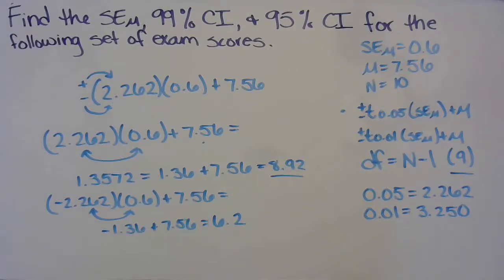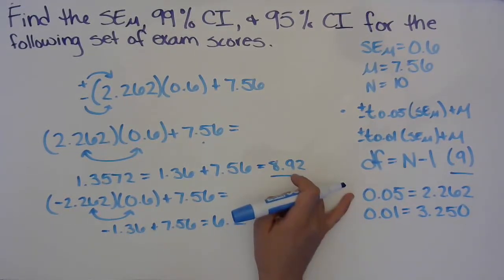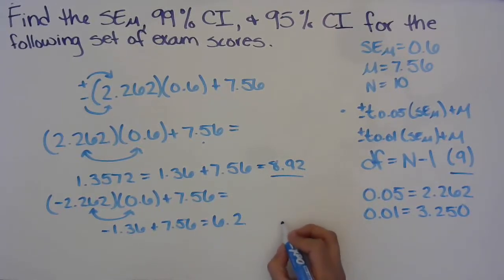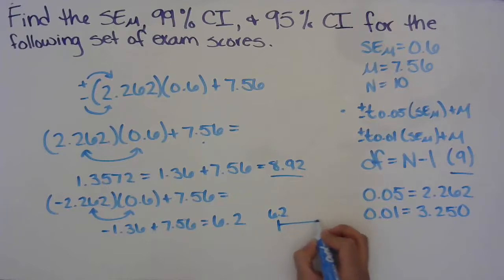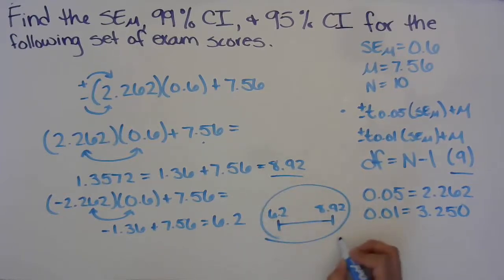Okay, so our confidence intervals for the 95% are going to be between 6.2 and 8.92. There is that, and that is our 95% confidence interval.